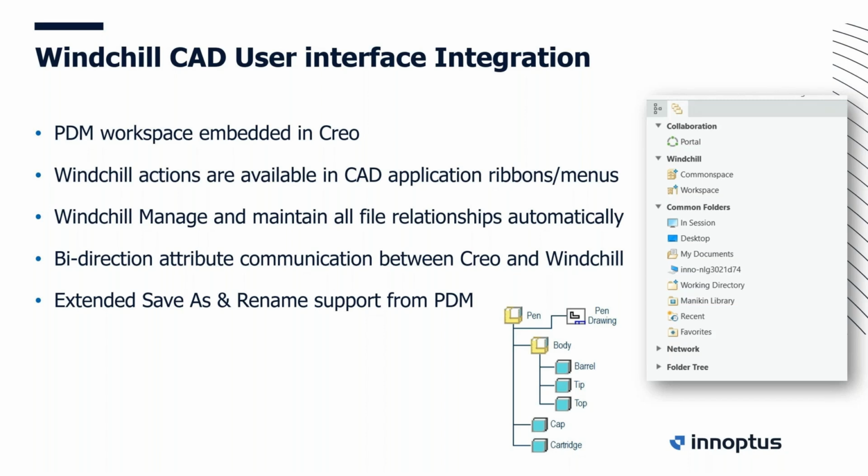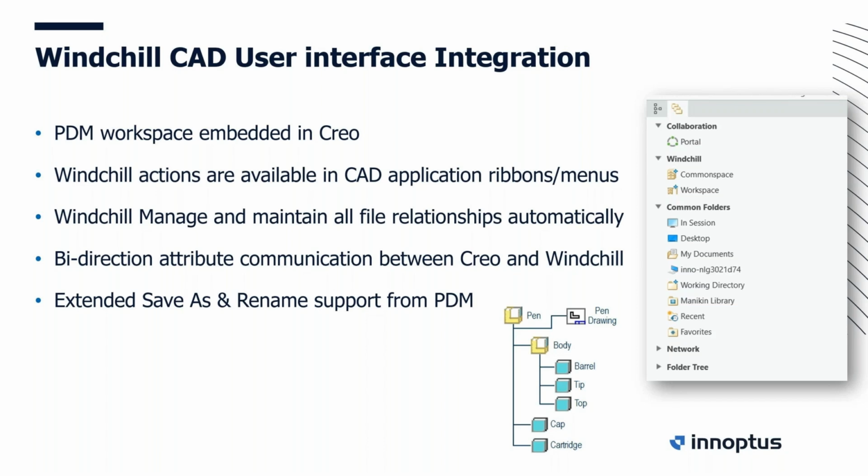There's also bidirectional attribute communication between Creo and Windchill. So if you fill in some properties in Creo, such as a material or a treatment, then when you save the file with Windchill, this parameter is added to Windchill, and other users within Windchill can also take a look at this information. You can even send it later on to your ERP system.